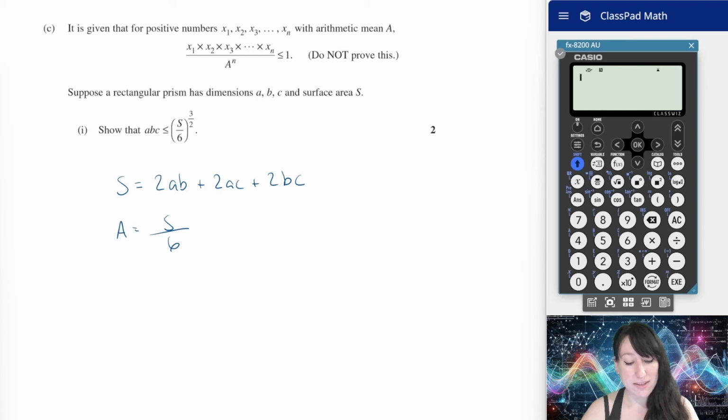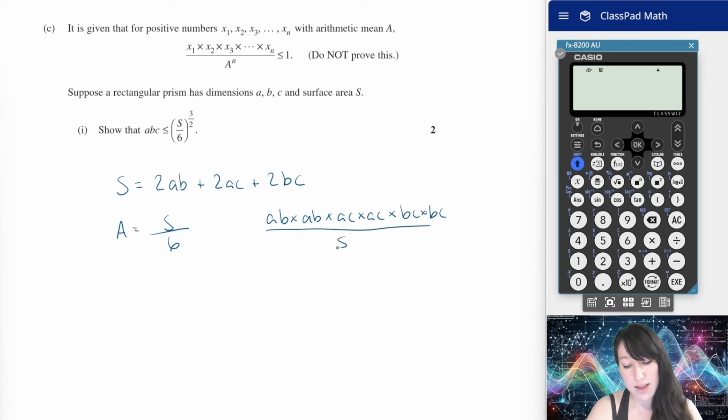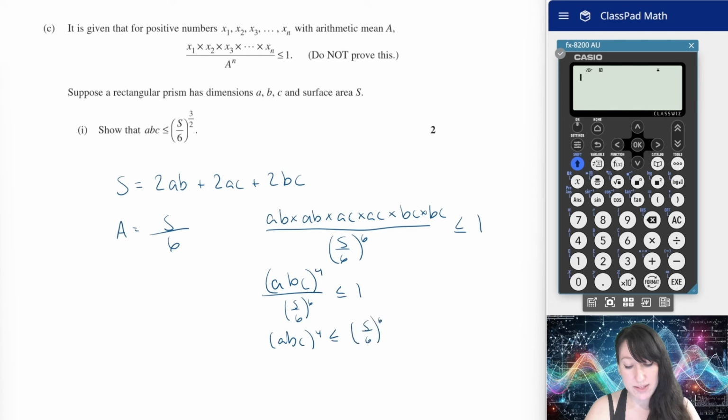Now, according to the given statement, if we multiply all of these terms together, AB times AB times AC times AC times BC times BC, over the arithmetic mean to the power of n, there are 6 terms, so over S over 6 to the power of 6, that would be less than or equal to 1. So this simplifies to ABC to the power of 4 over S over 6 to the power of 6 is less than or equal to 1, which gives us ABC to the power of 4 is less than or equal to S over 6 to the power of 6.